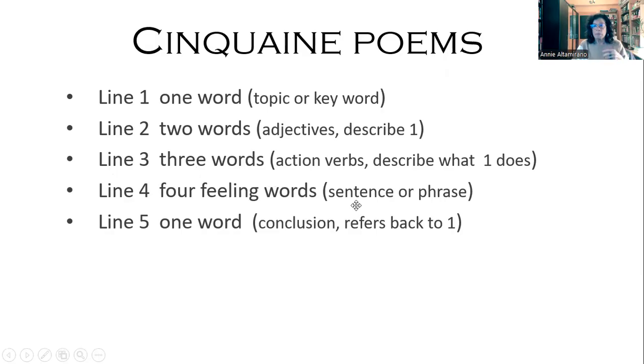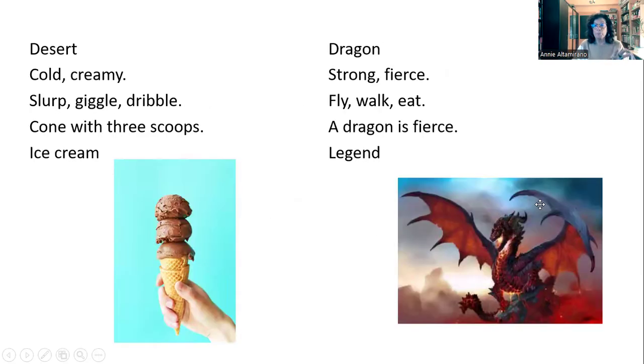So, it may sound complicated, but it's really simple. You show them a few examples. So you see, yes, dessert, cold, creamy, slurp, giggle, dribble, cone with 3 scoops, ice cream. Or a dragon. Yes, I love dragons. Dragon, strong, fierce, fly, walk, eat. A dragon is fierce. Legend.